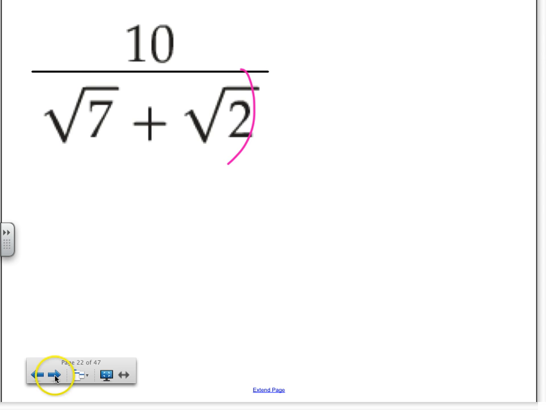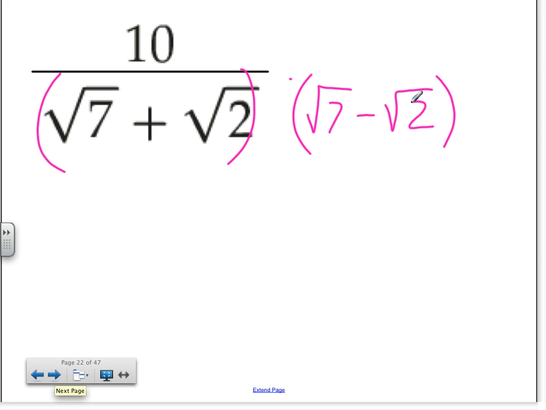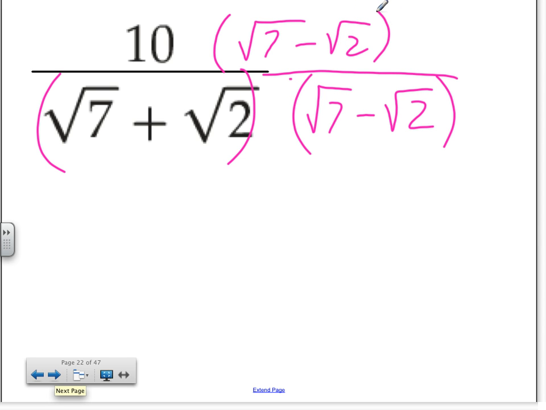So, you can ask yourself this question. What is the conjugate of what I just parenthesized? Root 7 minus root 2. That's it. But remember, if we multiply the bottom, we have to multiply the top as well. So the top will get the same exact thing. There it is. See it?